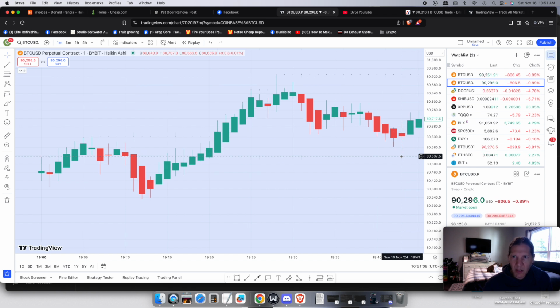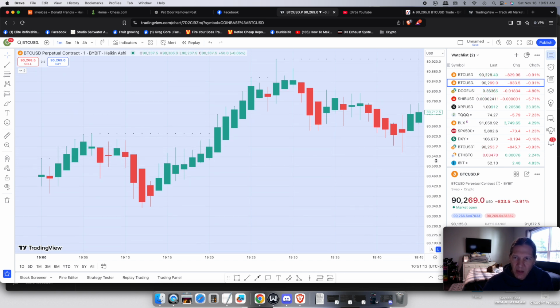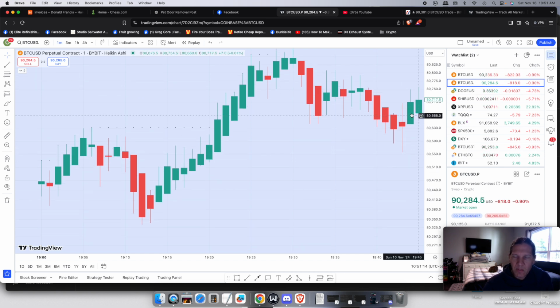Next one comes in, has a little tail on it. It's a small tail. So you can decide here, okay, do I want to enter the trade or wait for another clean candle? In my case, I would probably enter the trade right there.